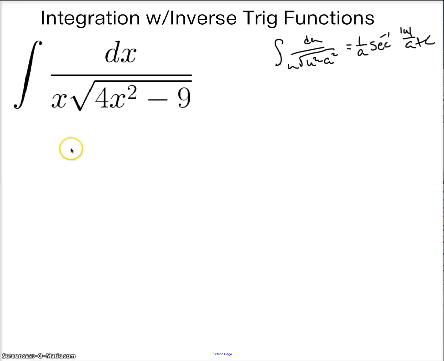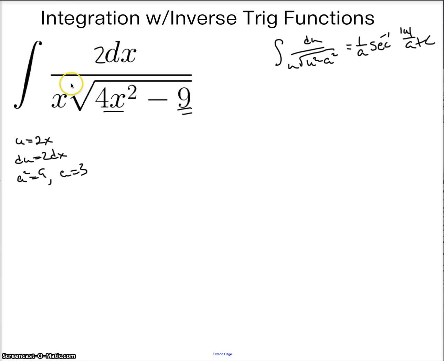So let's see, let's let u equal 2x. And then du is 2 dx. Now I'm going to let a equal the square root of this, so a squared is 9, so a is 3. Now, I need to get this whole thing in the correct form, and it's obviously not.